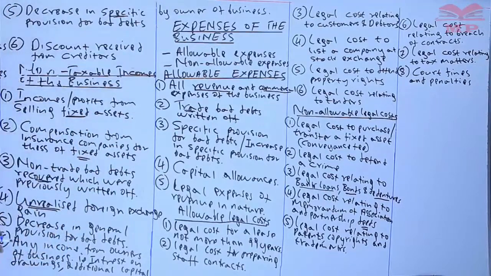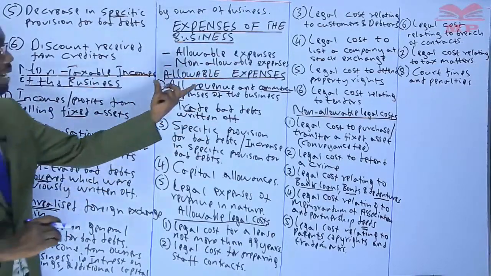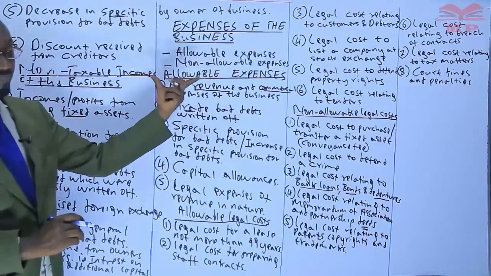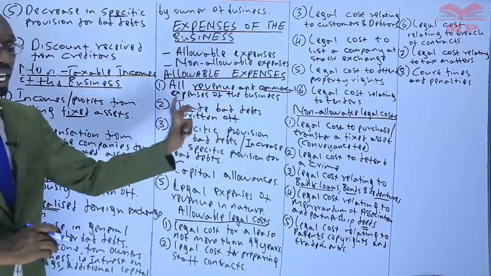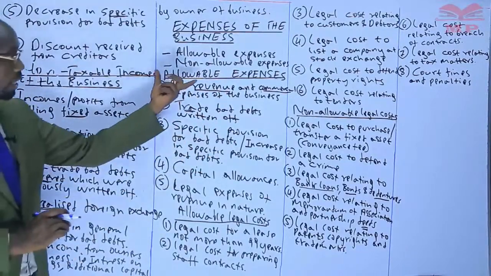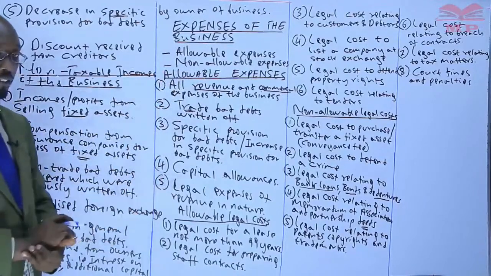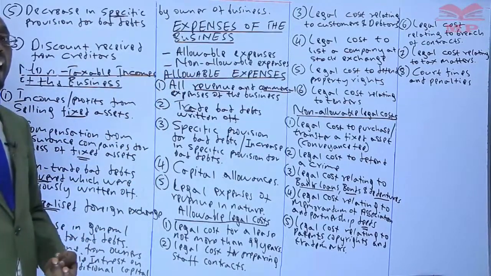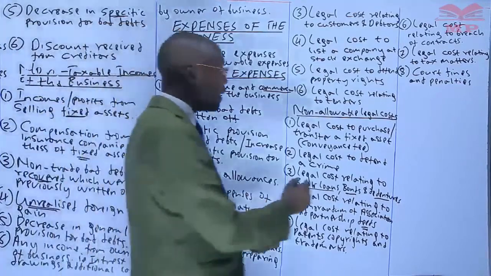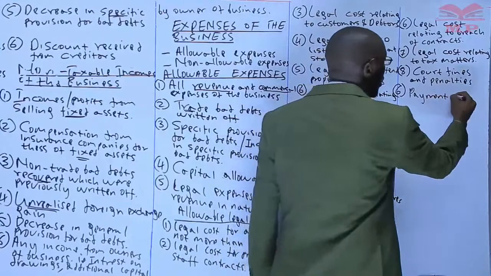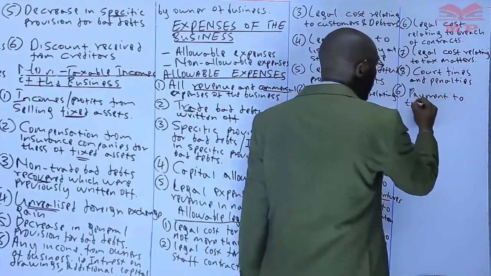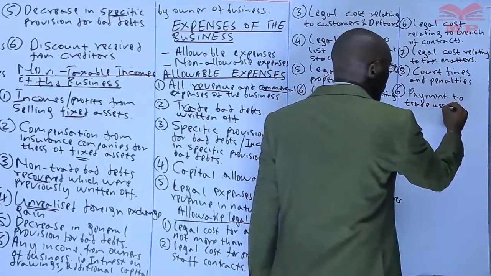So these are the allowable legal costs and the non-allowable legal costs. But don't forget, we are still under the allowable expenses. Only that the legal ones normally have several allowable and also non-allowable, and we had to look at them. So we go back to the list of the allowable. After number 5, we have number 6, another allowable expense of the business. Number 6, payment to trade associations.